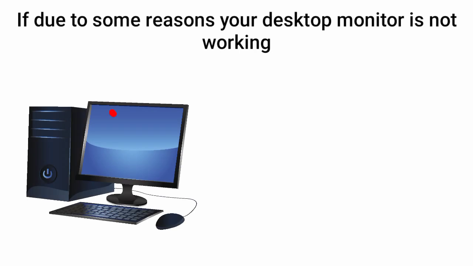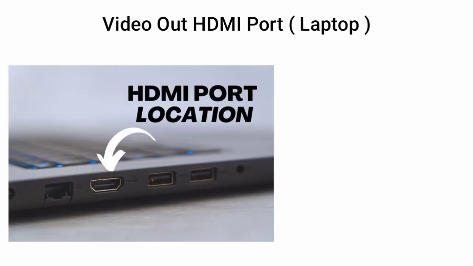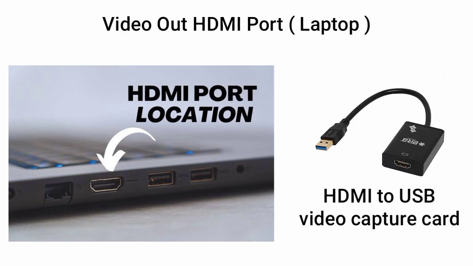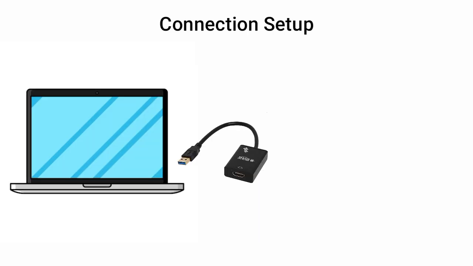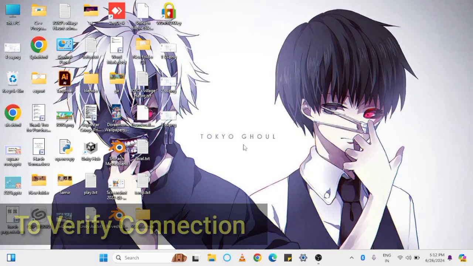If due to some reason your desktop monitor is not working, you can still use a laptop as a monitor using HDMI. No doubt the laptop has an HDMI port, but that is a video out port only. For video input, you require an HDMI to USB video capture card. Then simply connect the converter to the laptop and connect both ends of the HDMI, one to the converter, the other to the desktop.